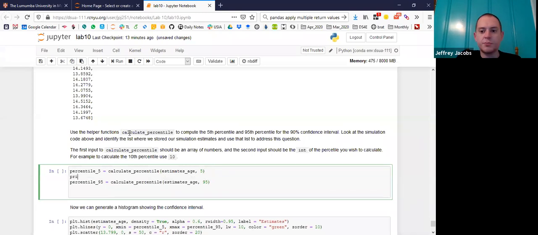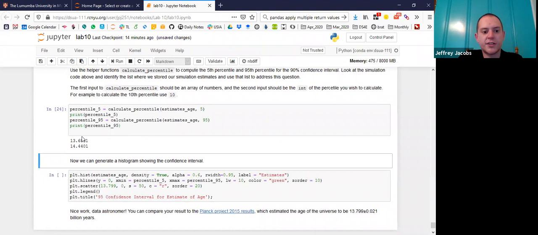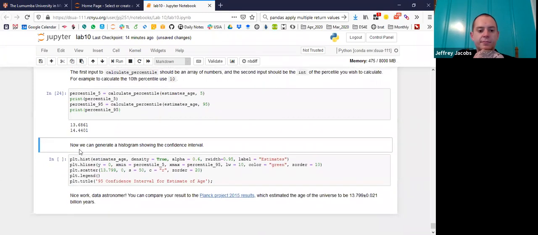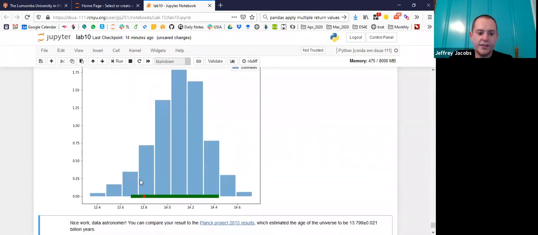I'm going to print these so we can see percentile 5, percentile 95. Cool. So the 5th percentile is 13.68 and the 95th percentile is 14.44. So even when we resample 1,000 times, 90% of the time, we get an estimate of the age between these 2 values. Cool. And we can plot that to see that, great.